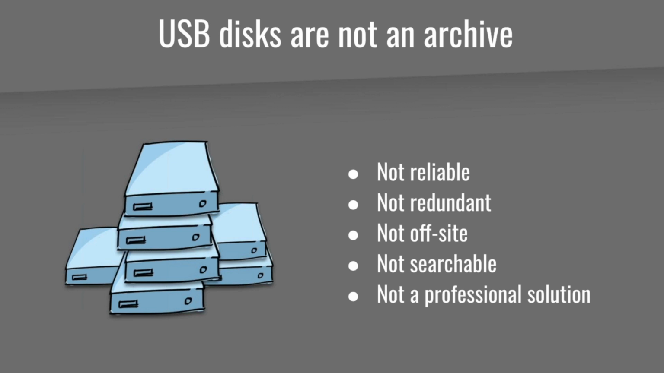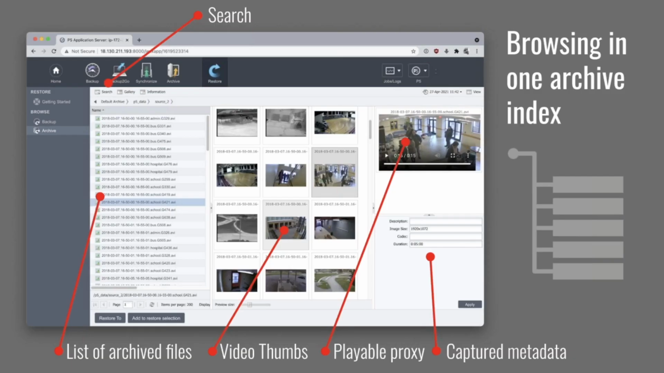USB disks, they're not an archive, but it's a big competitor, I find, to real archives, is people buying lots of hard drives, throwing data on them, hoping it's still going to be there in 10 years, hoping they can remember which disk they put it on. It's not redundant. It's not offsite very easily. You can't search it. It's not a professional solution. So that's where OpenDrives and Archiware comes in.